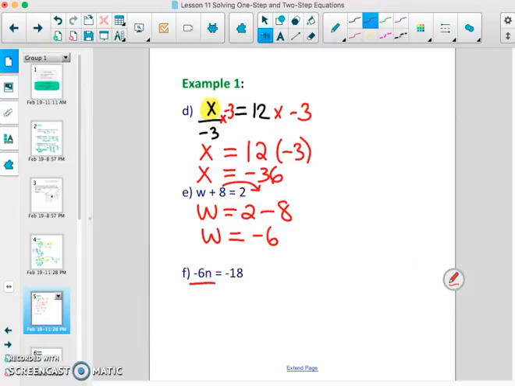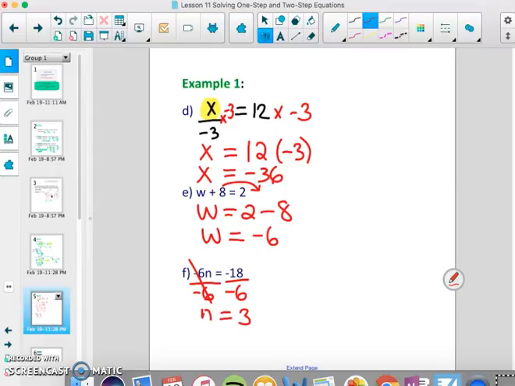In this last example here, we're going to divide both sides by -6. Okay, opposite operation, we're going to get rid of it on one side, and -18 divided by -6 is going to give us +3. Because negative divided by negative, remember, is equal to positive.